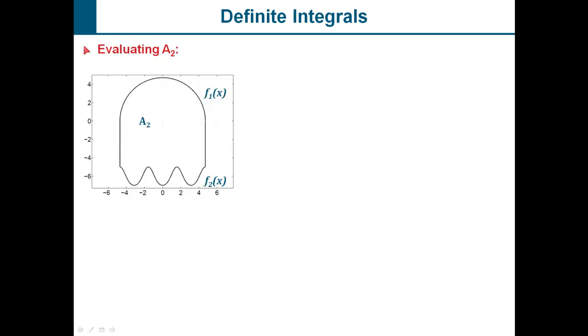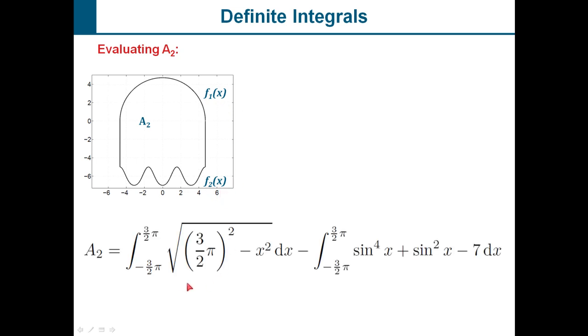Let's start by evaluating A2. This is the area comprised between f1 of x and f2 of x. Then, it is equal to the difference of the definite integral of f1 and the definite integral of f2. These definite integrals are between minus 3 over 2 pi and 3 over 2 pi, because this is the interval where the variable x is varying.